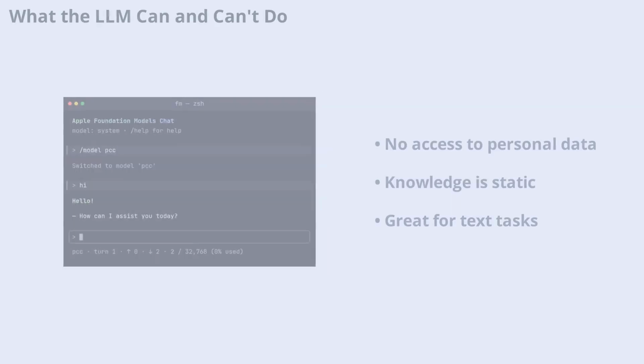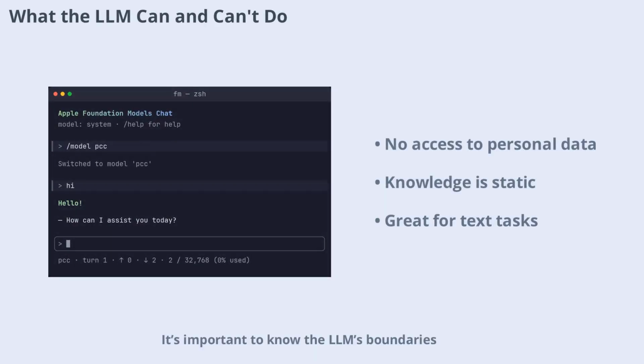It's important to know the LLM's boundaries. It cannot access your messages, notes, calendar, or files unless you explicitly provide them. It doesn't know the current date or have access to personal context like Siri does. Its knowledge is frozen at a certain point, and it can't browse the web. However, it excels at summarizing, extracting, classifying, and structuring text, making it perfect for everyday language tasks.